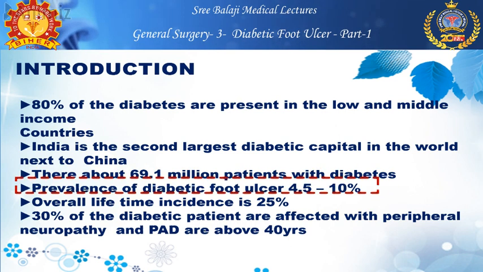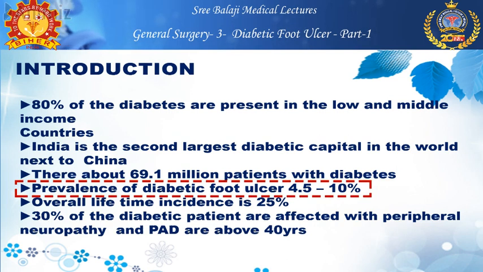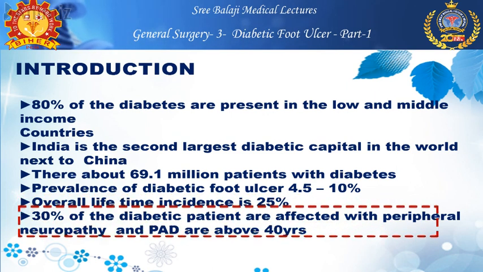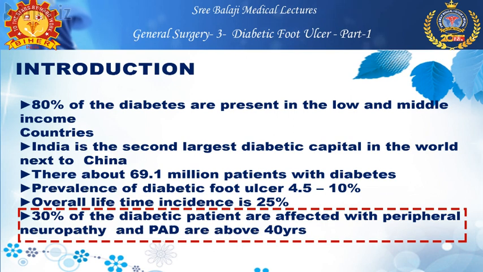The prevalence of diabetic foot ulcer in diabetic patients is approximately 4.5 to 10%, with an overall lifetime incidence of developing a diabetic foot ulcer of 25%. Patients diagnosed with diabetes are known to have common complications called diabetic peripheral neuropathy and diabetic peripheral vascular disease that predispose the diabetic patient to develop a diabetic foot ulcer. Based on studies, it has been found that 30% of diabetic patients affected with peripheral neuropathy and peripheral arterial disease are over the age of 40 years.